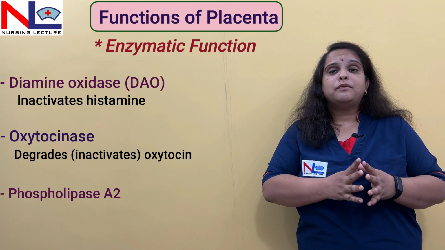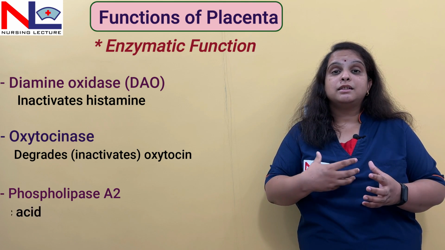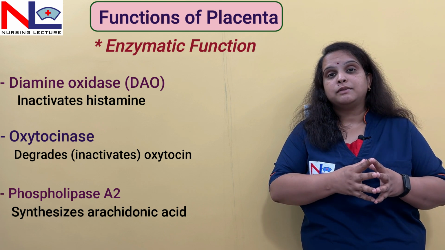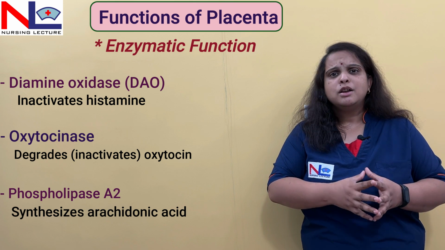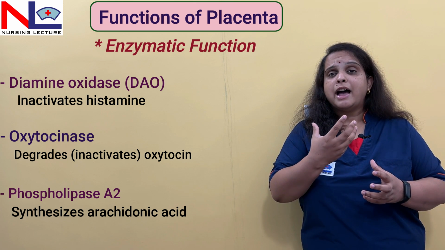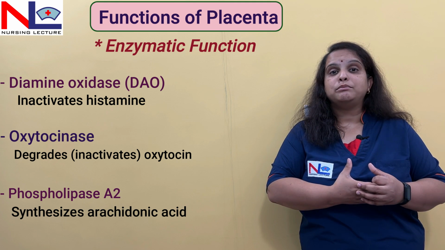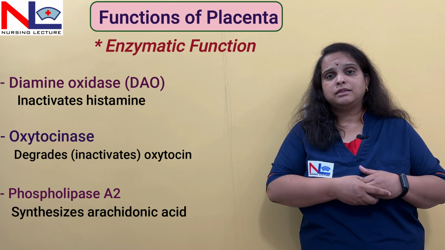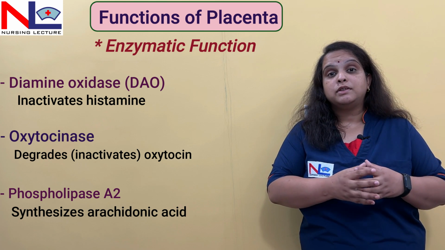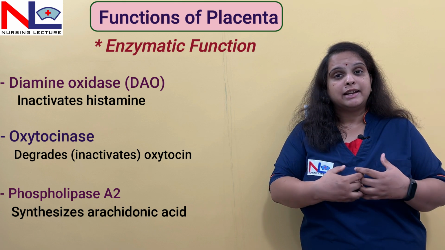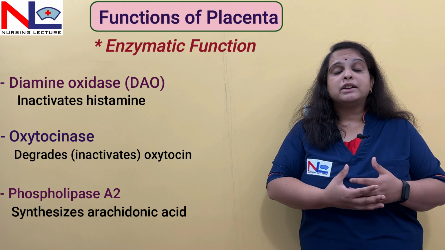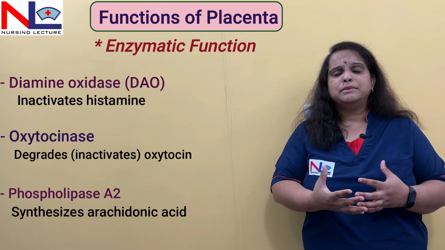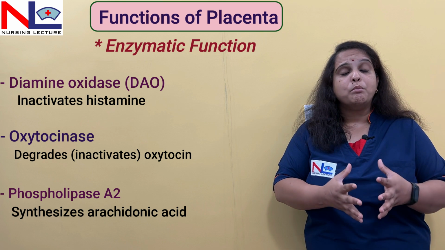And the next enzyme is phospholipase A2, which synthesizes more arachidonic acid, and this is a very important precursor for the synthesis of prostaglandins. Prostaglandins are also important during labor because they are released from the decidua and fetal membrane, and thereby start contraction, and also favor cervical softening, thereby the cervix gets dilated. So these prostaglandins are synthesized from arachidonic acid. These are certain enzymes that we have discussed here which play a very important role.